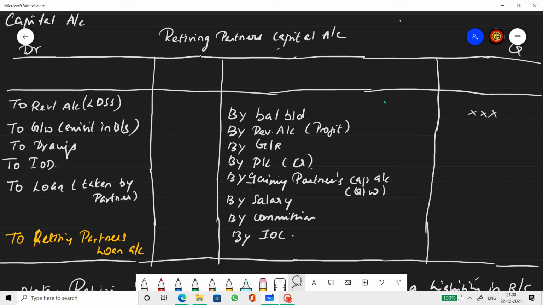Now, once you fill up all these items, and also all this will not come in one sum, only a few will come. The balancing figure will be transferred to the retiring partner's loan account if the question is silent. If the question specifies the retiring partner is paid in cash, then it will be to cash. Or in some cases, the retiring partner will be partly paid in cash and part of the amount will be transferred to the loan account. So here I have taken the general case where it is transferred to the retiring partner's loan account. So this is nothing but the balancing figure of his capital account.